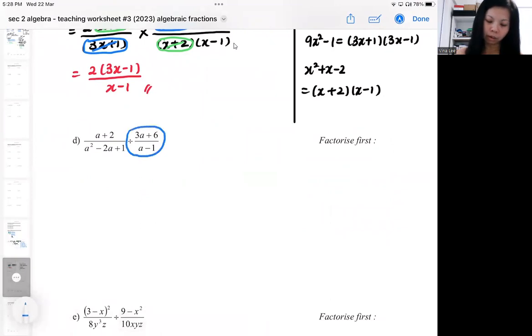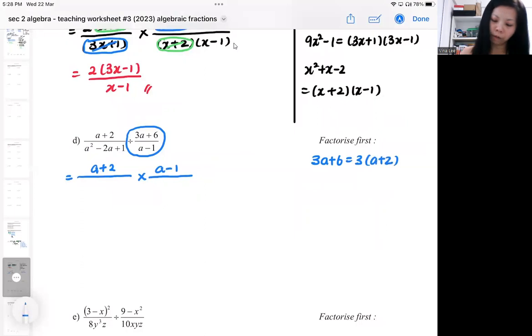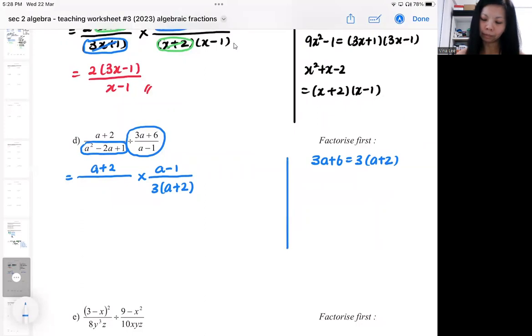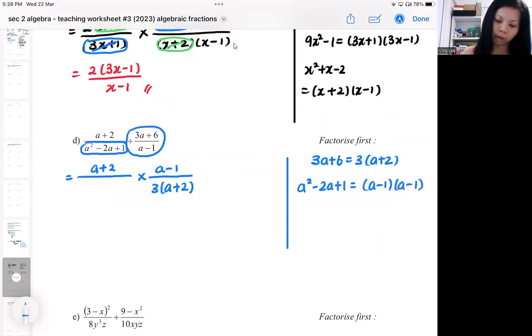If it's a divide, you can always change it to multiplication. Flip it over. So this time around, if you look, 3a plus 6 can be factorized. As I flip, I also factorize. And this part, you could have factorized as well. When you factorize, you will get a double bracket.